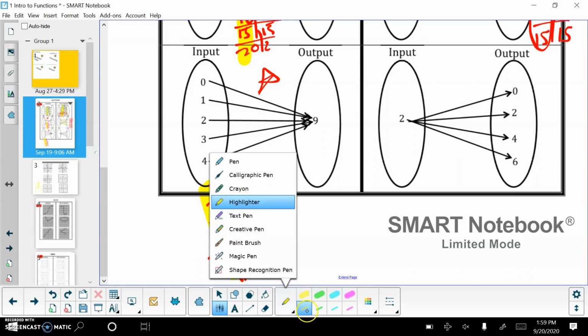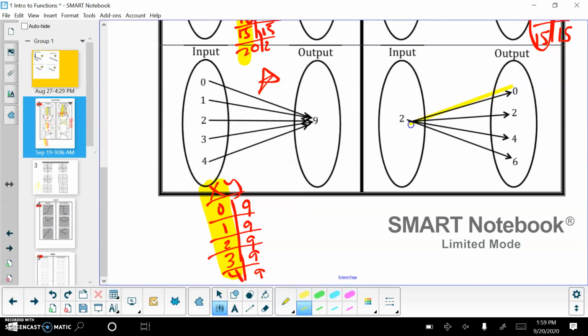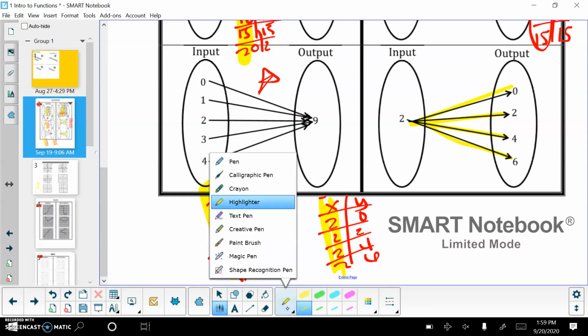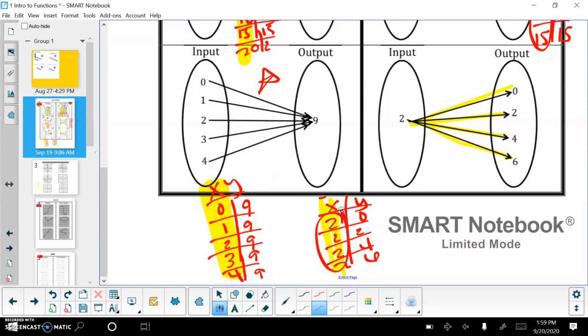If I look at the other side, every single arrow, I'm going to highlight them all, is coming out of the 2. So the 2 has multiple arrows coming out of it. That means, I'm going to do it over here, that the 2 is repeating: 2 to 0, 2 to 2, 2 to 4, and 2 to 6. And then if I go back and highlight it, we can see that I just have a whole bunch of 2's repeating every single time. So that's why this one is not a function.